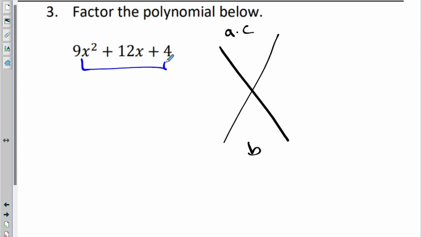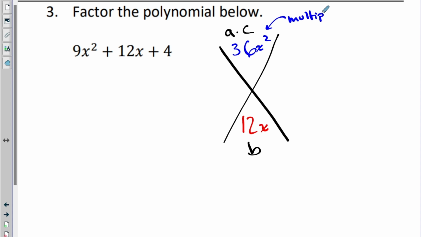9 times 4, that's A times C. 9 times 4 is 36x squared. Okay, interesting. And then B is the middle term, that's 12x. So once again, I need two numbers that multiply to this, and at the same very time, they gotta add to this. Okay, now 36 is a cool one. We could do 9 times 4, like we just did. We could do 12 times 3. We could do 36 times 1.